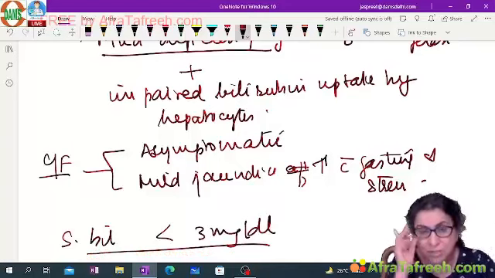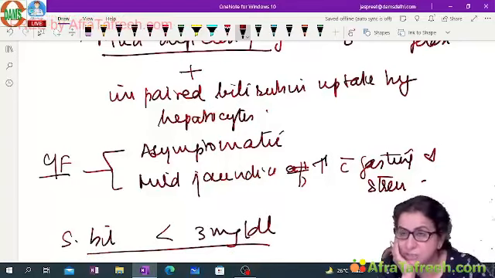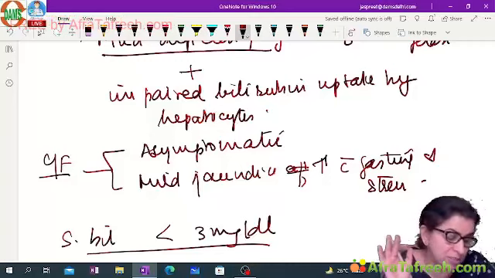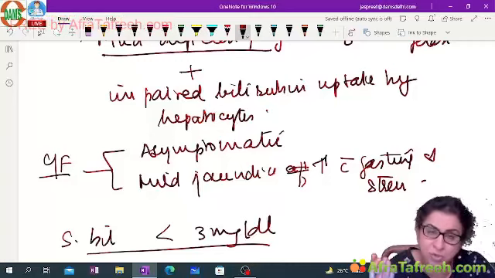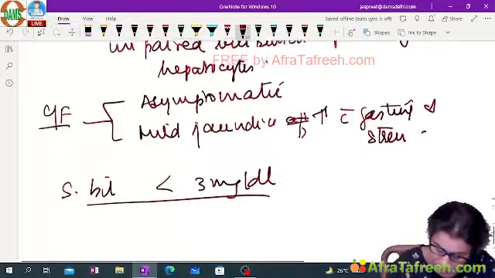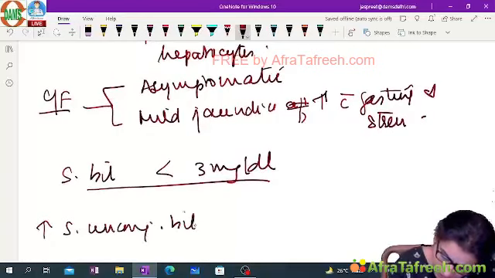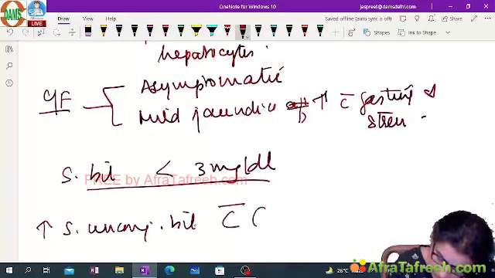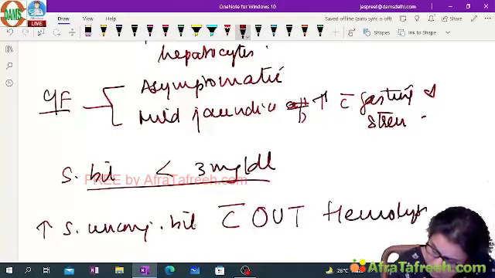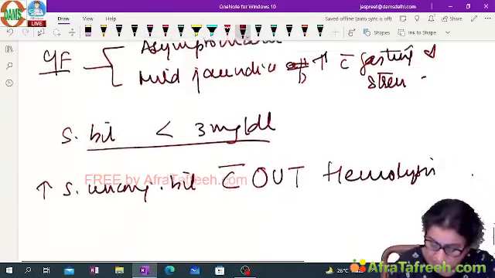In patients with Gilbert syndrome, we have to rule out hemolytic anemia also. So there is no hemolysis. There is increased serum unconjugated bilirubin without hemolysis. Serum bilirubin is usually less than 3. Okay, so this is the first, that is Gilbert syndrome.